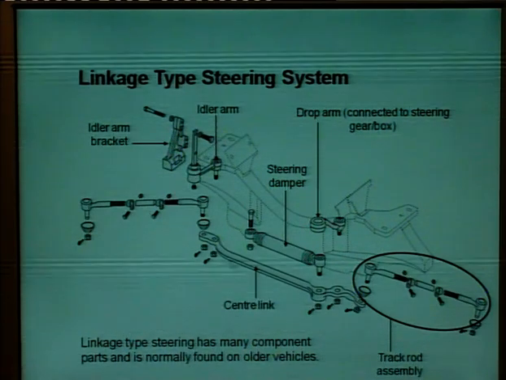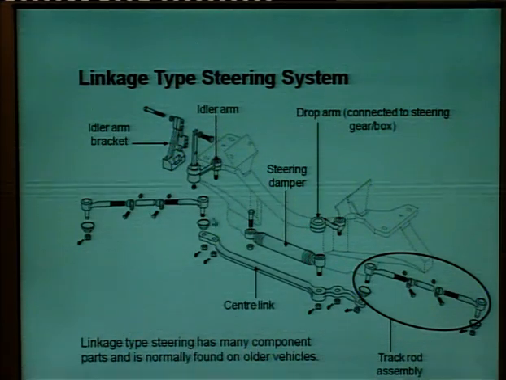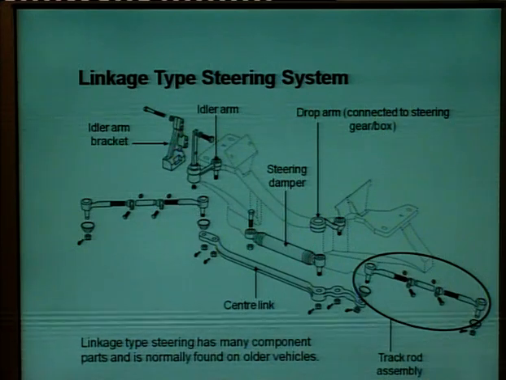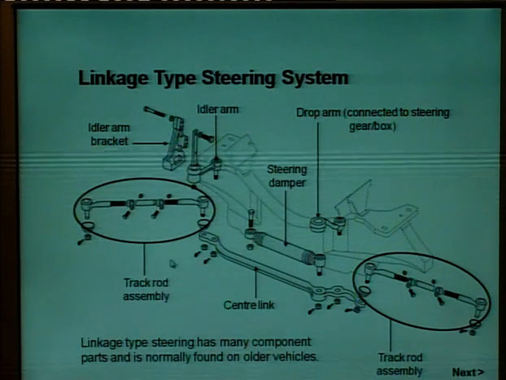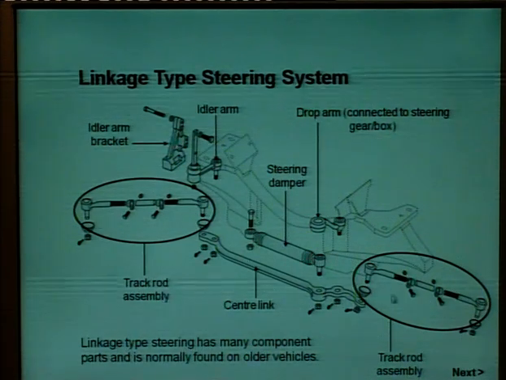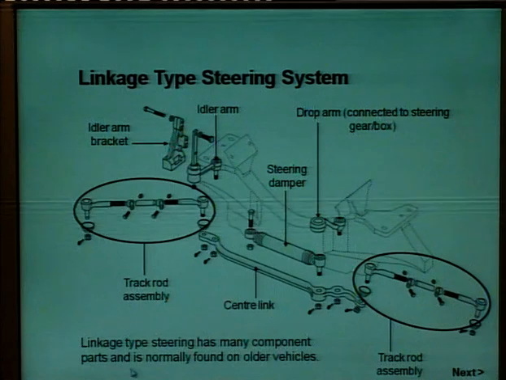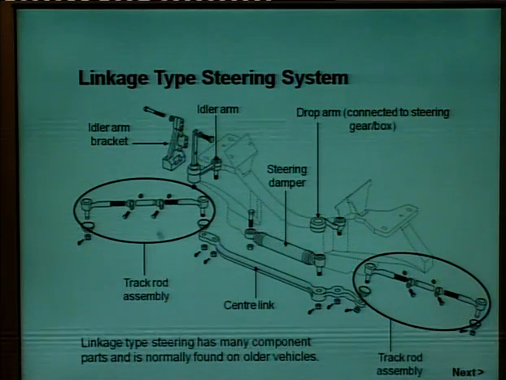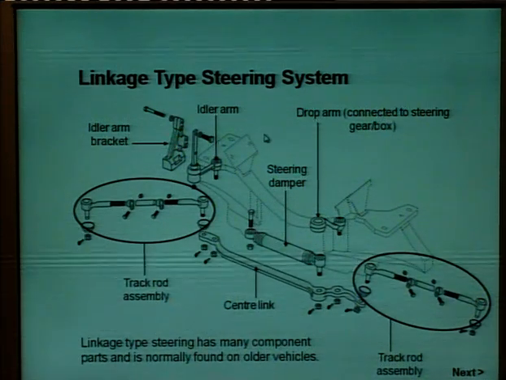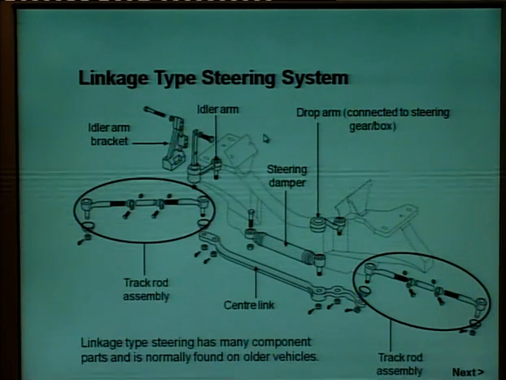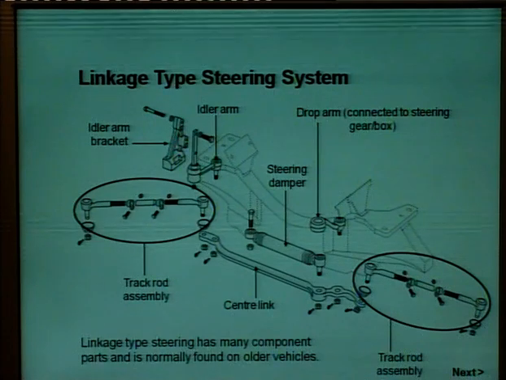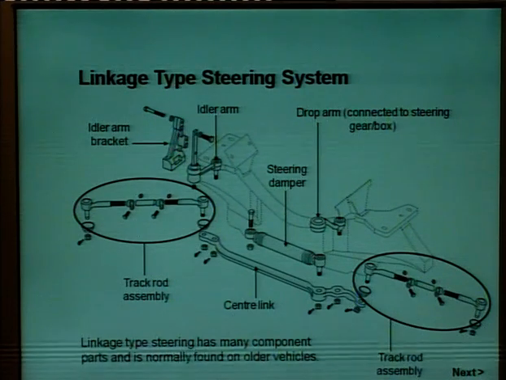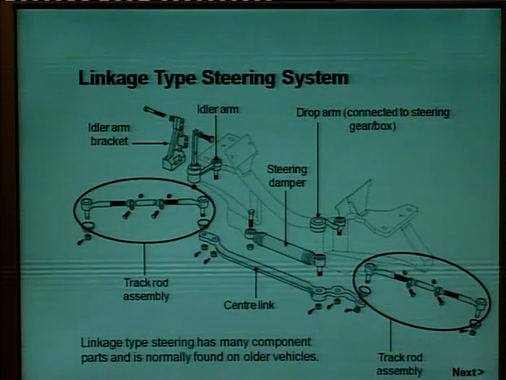This is known as the center link, to which all the parts are linked, and this is another track rod assembly. This is a track rod assembly, this is a track rod assembly. Please see all the components in this linkage type steering system. It has many component parts and is normally found on older vehicles. So, no modern vehicle uses so many components in its steering system.